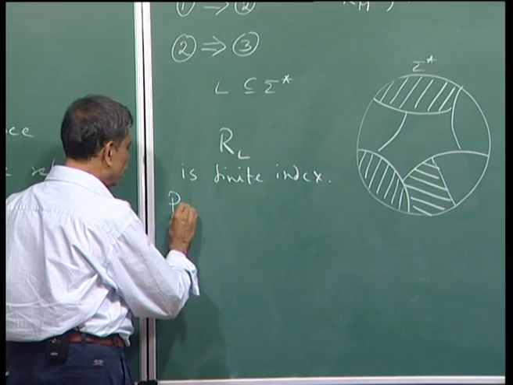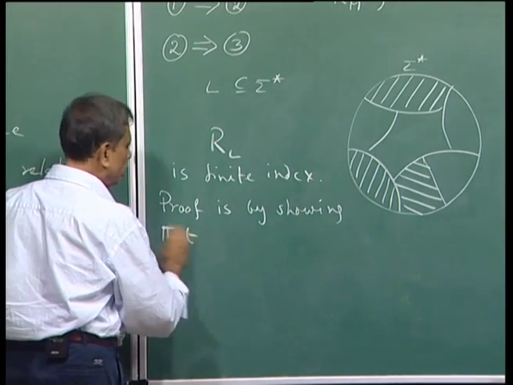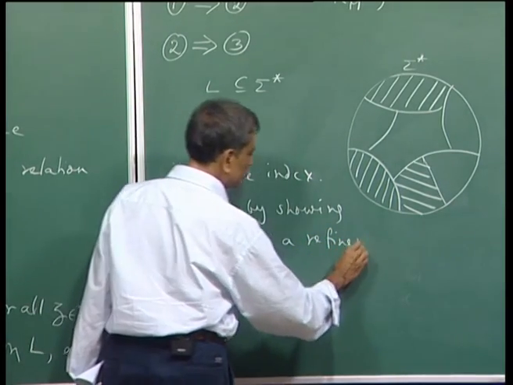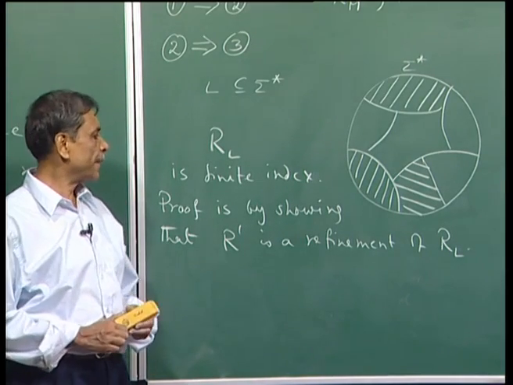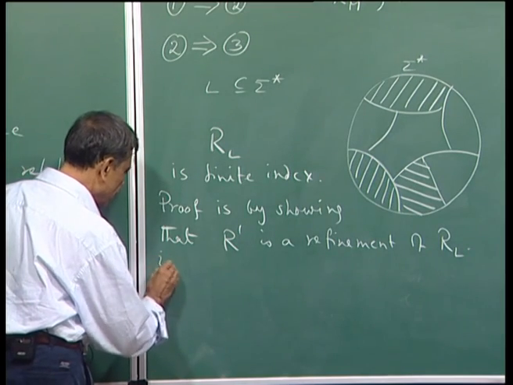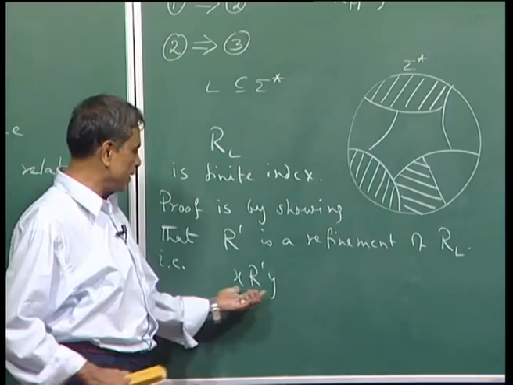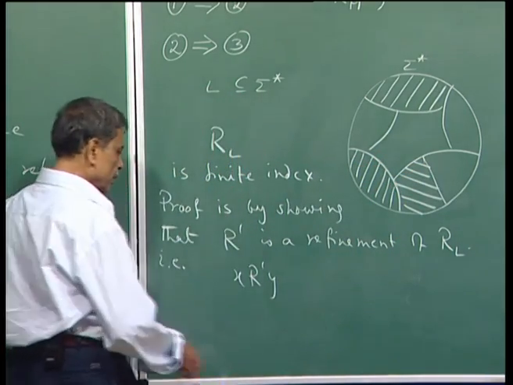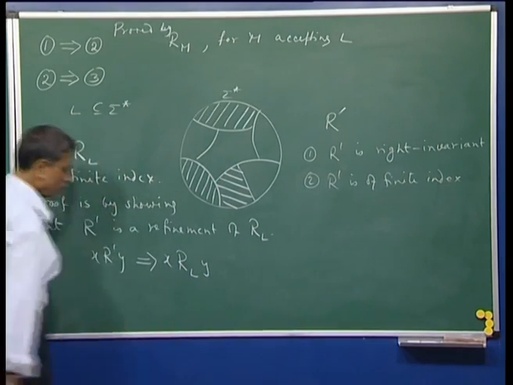Well, the proof is by showing that any such R dash is a refinement of R L. We defined refinement last time, and to prove that R dash is a refinement of R L, what I need to show is that if x R dash y, that means whenever two strings are related by R dash, that means take any two strings in any one of these equivalence classes, that would imply these two strings are also related by R L. This is what I need to do.